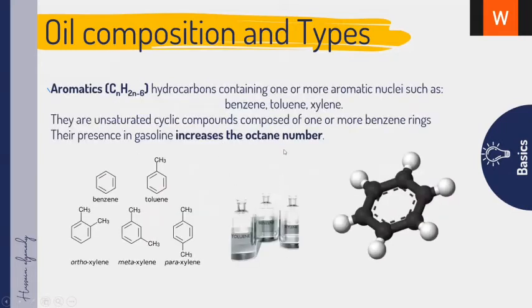The last one is the aromatics. Aromatics are non-saturated compounds, and it's very important in the refinery to increase the aromatics content in the final products because they increase the octane number of fuels such as gasoline and kerosene. So the aromatics are very important in the refinery. Examples of aromatics are benzene, toluene, and xylene, which are the most popular aromatic compounds in oil and gas.